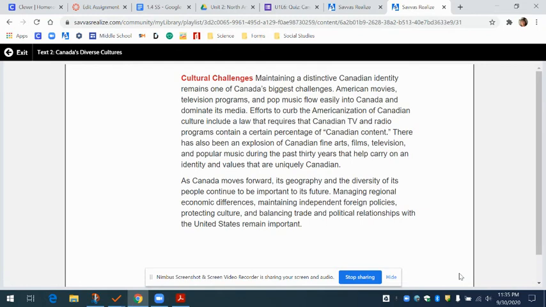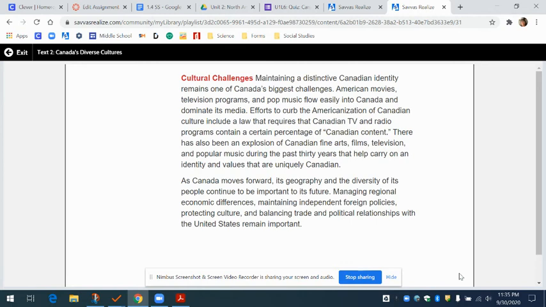Cultural challenges. Maintaining a distinctive Canadian identity remains one of Canada's biggest challenges. American movies, television programs, and pop music flow easily into Canada and dominate its media. Efforts to curb the Americanization of Canadian culture include a law that requires that Canadian TV and radio programs contain a certain percentage of Canadian content.